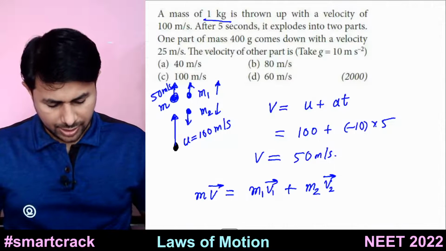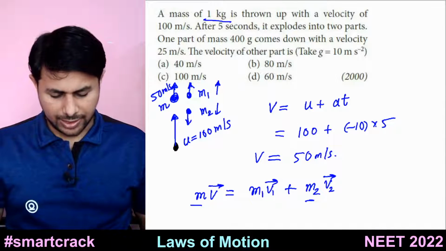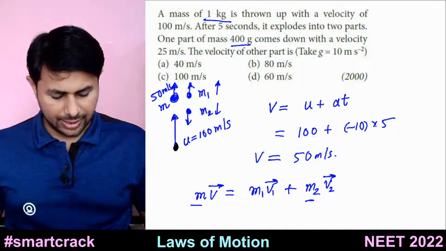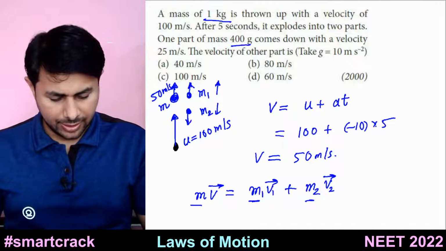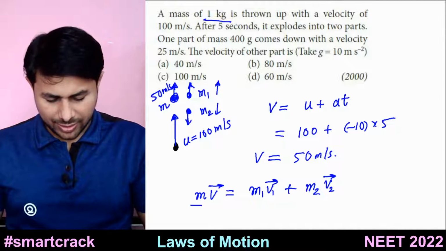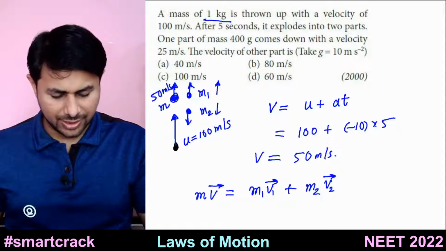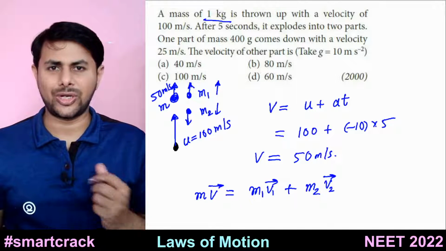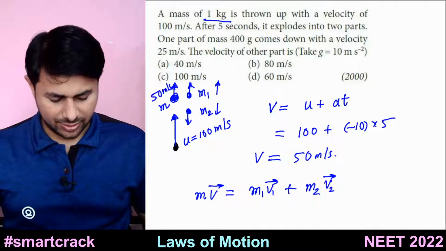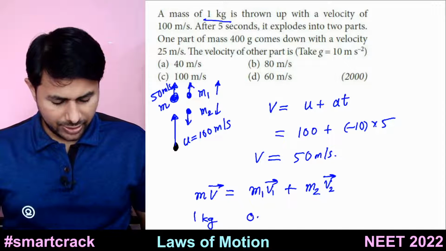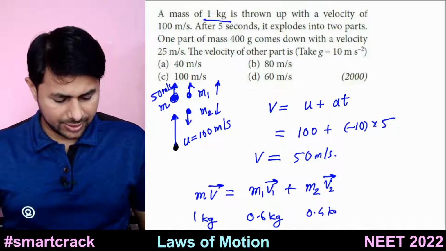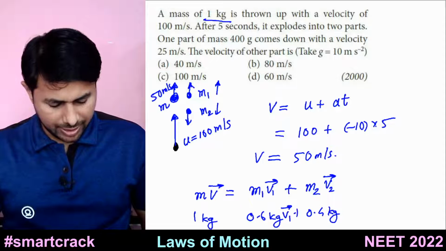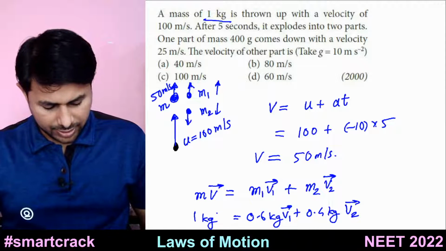What are the values? So m is 1 kg, m2 which is going down is 400 grams, so it's 0.4 kg, and m1 which is moving upward should be what then? Because it's a 1 kg mass which is breaking into two parts. Mass of first one is 0.4 kg, so mass of second one should be 1 kg minus 0.4 kg, so it is 0.6 kg. So it is 1 kg, this is 0.6 kg, this is 0.4 kg. Okay, and then velocity is v1 bar plus v2 bar, its velocity is v bar.